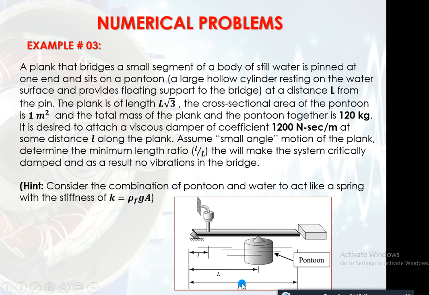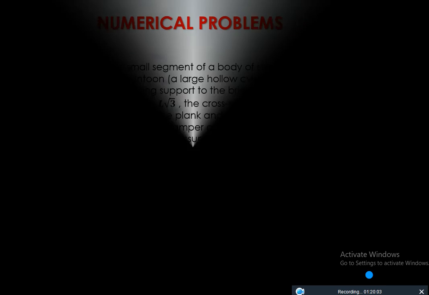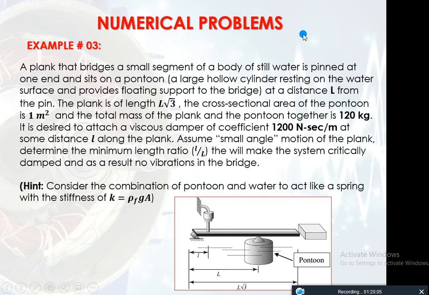Okay, so a plank that bridges a small segment of a body of still water is pinned at one end, so it is pinned at this end. And so you can see we have a plank that bridges a small segment of a body of still water, pinned at one end and sitting on a pontoon, a large hollow cylinder. This is a large hollow cylinder.